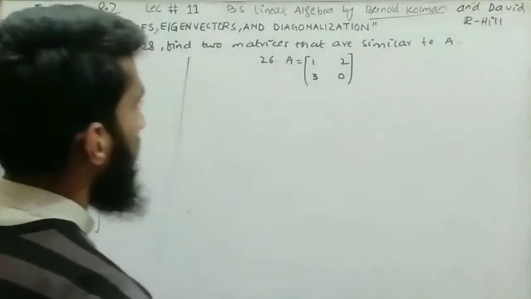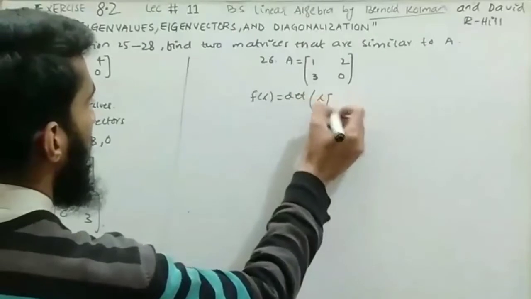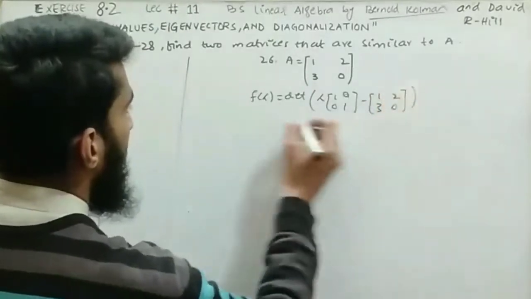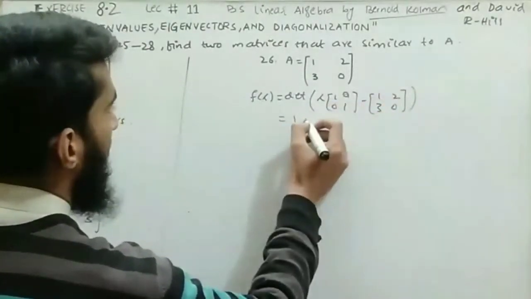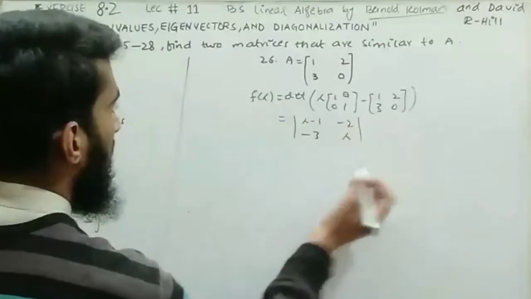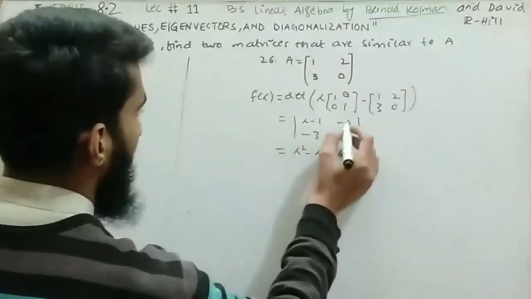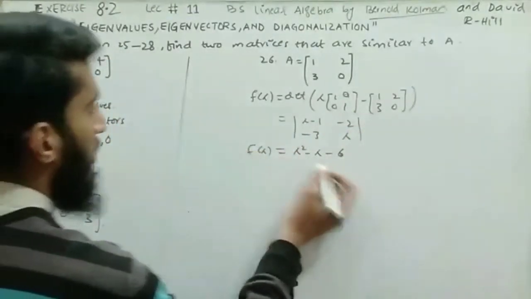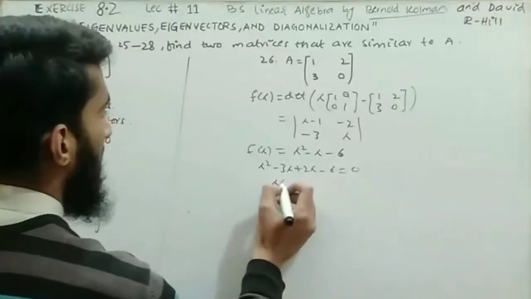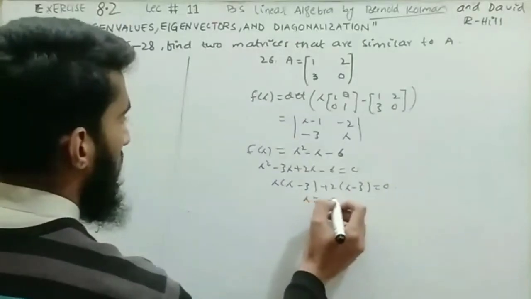First of all, I find the required eigenvalues using the definition f(lambda) equals the determinant of lambda I2 minus the given matrix. I2 is [1, 0; 0, 1] and the given matrix is [1, 2; 3, 0]. So it becomes the determinant of [lambda minus 1, minus 2; minus 3, lambda minus 0]. By expanding, it becomes lambda square minus lambda minus 6. Setting f(lambda) equal to 0, it becomes lambda square minus 3 lambda plus 2 lambda minus 6 equals 0, so lambda times (lambda minus 3) plus 2 times (lambda minus 3) equals 0. It gives us lambda equals minus 2 and 3.